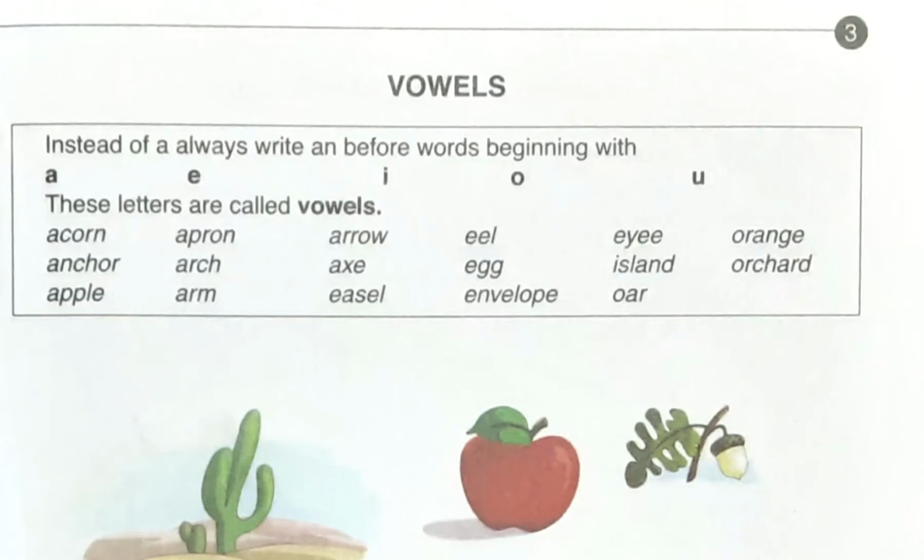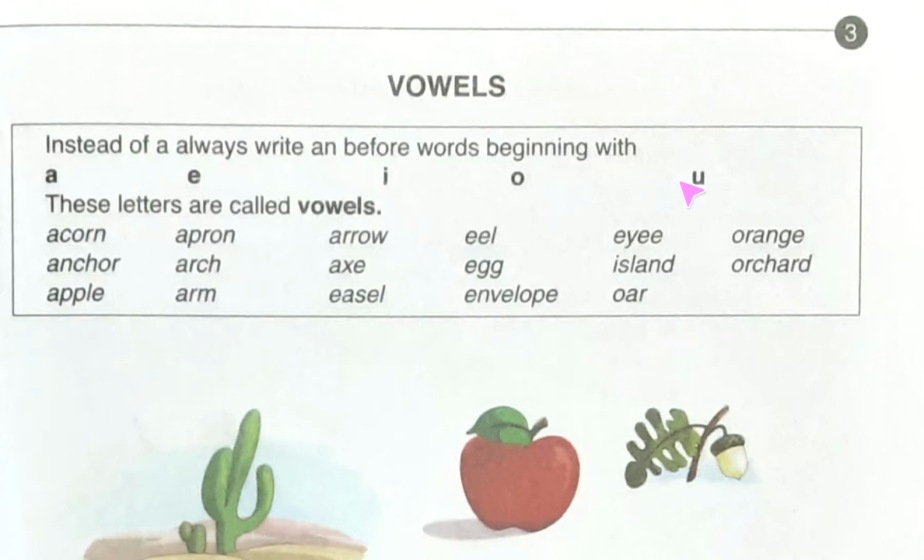Today I am going to discuss Junior English Book 2, page number 3, and the topic is vowels. You have read already about vowels. After that, in this book, you are getting again. Here it is written, instead of A, always write an before words beginning with A, E, I, O, U.